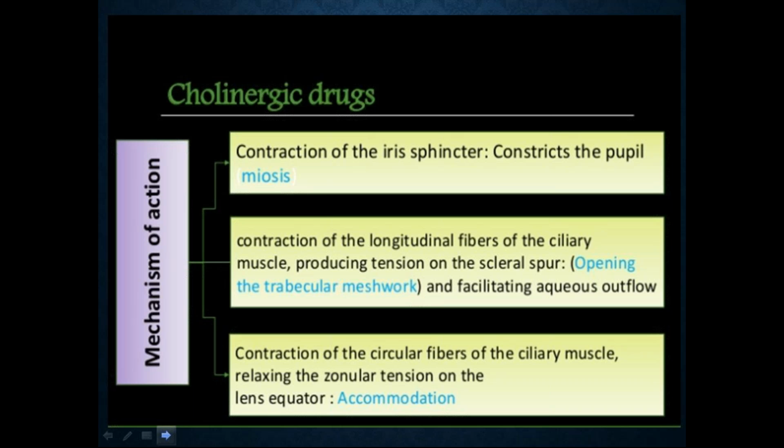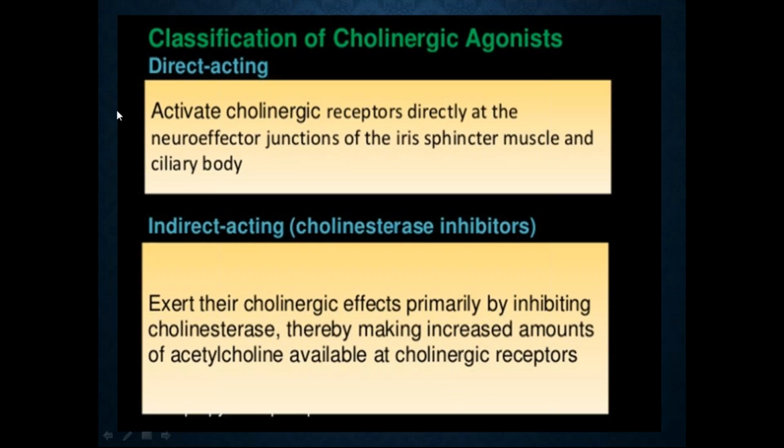It also causes accommodation. So, classification of cholinergic agonists: they can be directly acting or indirectly acting. Directly acting agents activate cholinergic receptors directly at the neuroeffector junctions of the iris sphincter muscle and the ciliary body, and cause constriction of the pupil.